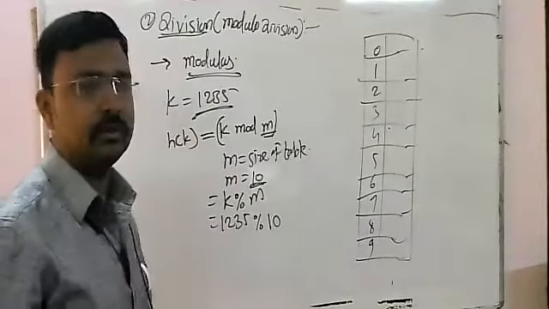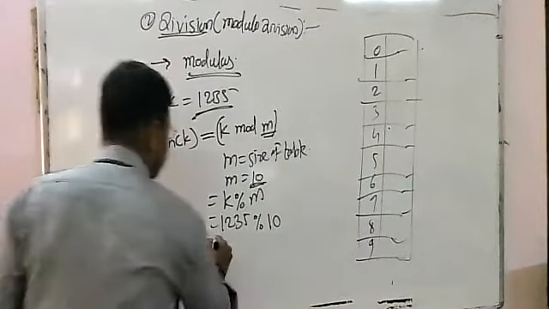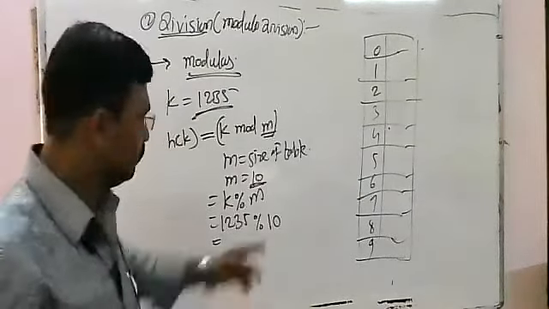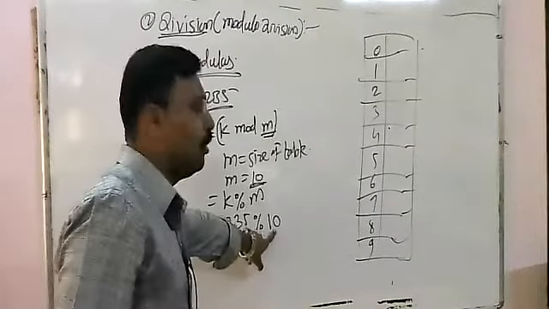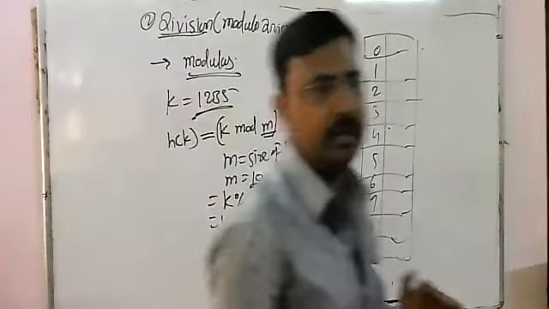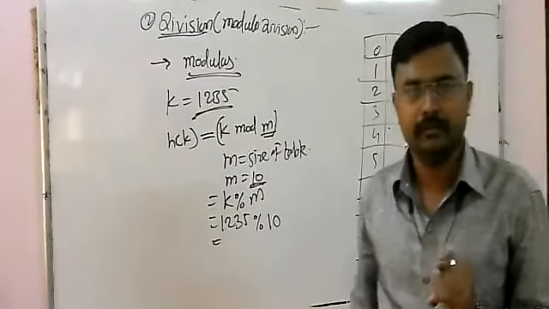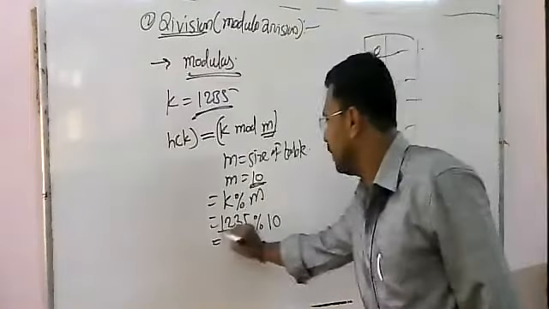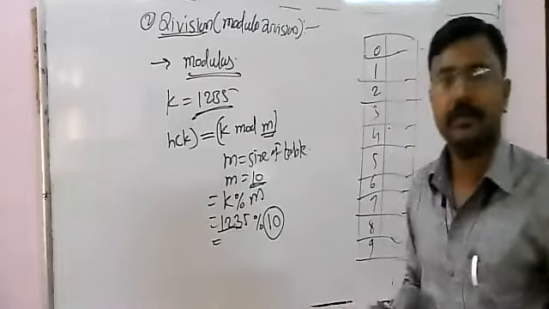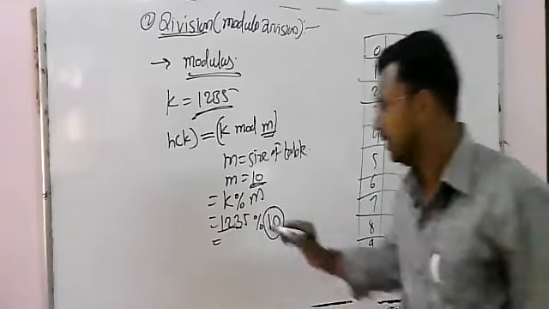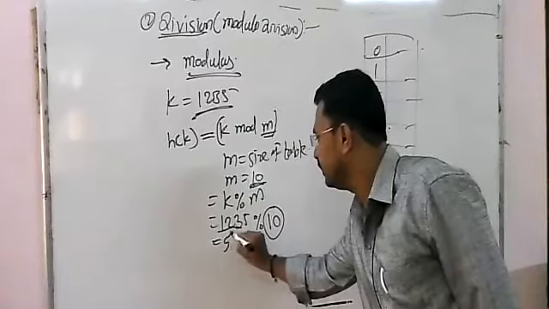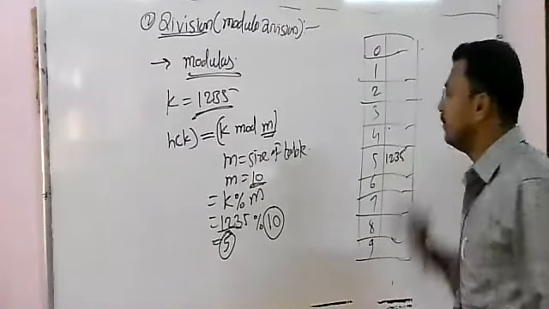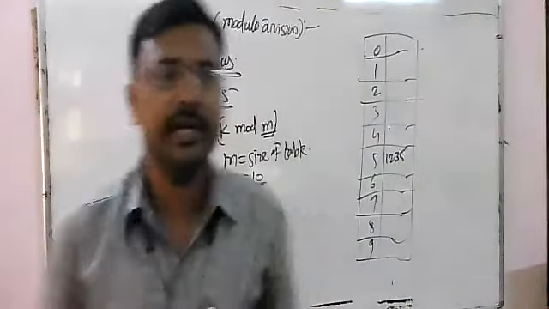What will be the output? 1235 mod 10. Mod is nothing but calculating the remainder. What do we get here? The remainder, right? By dividing this key value by the table size, we will get a remainder of 5. So your element is stored at index 5.